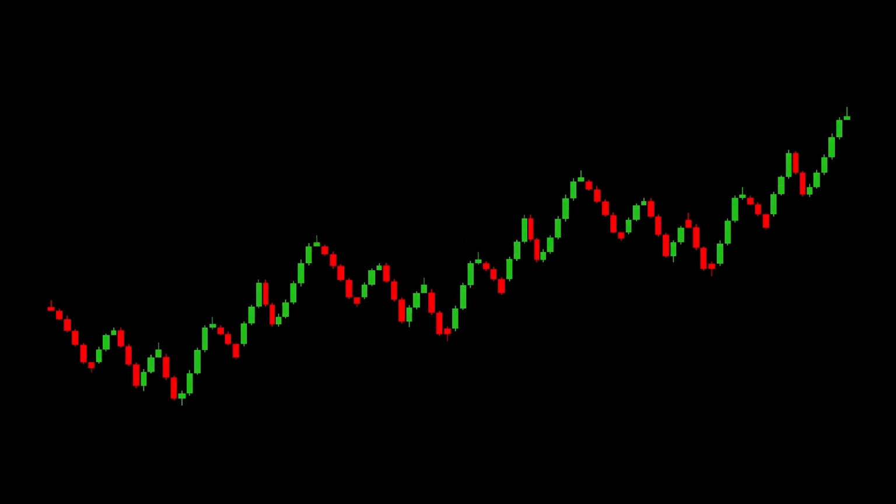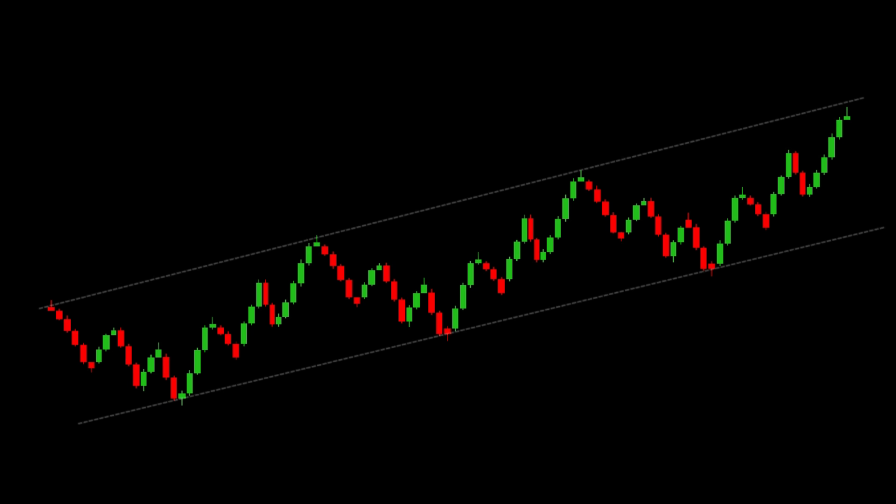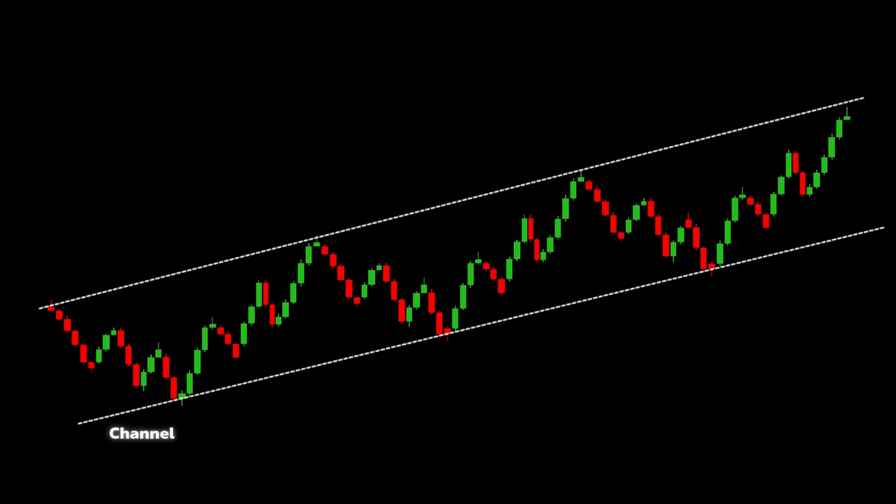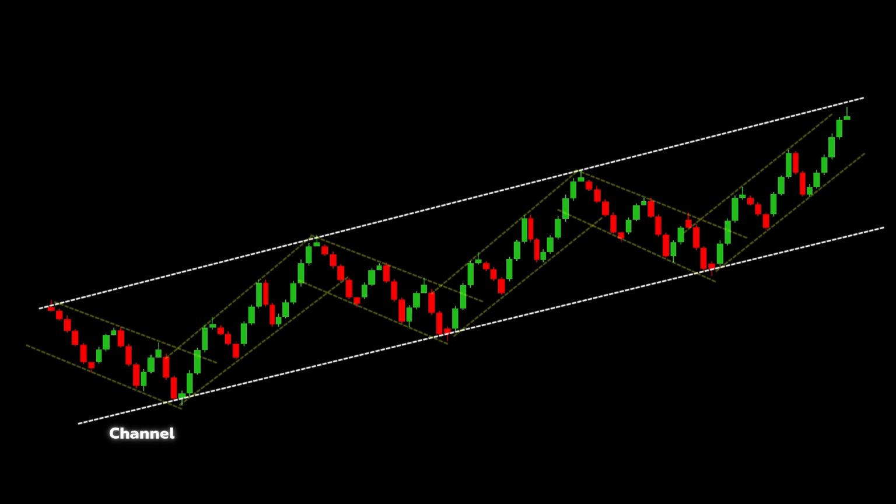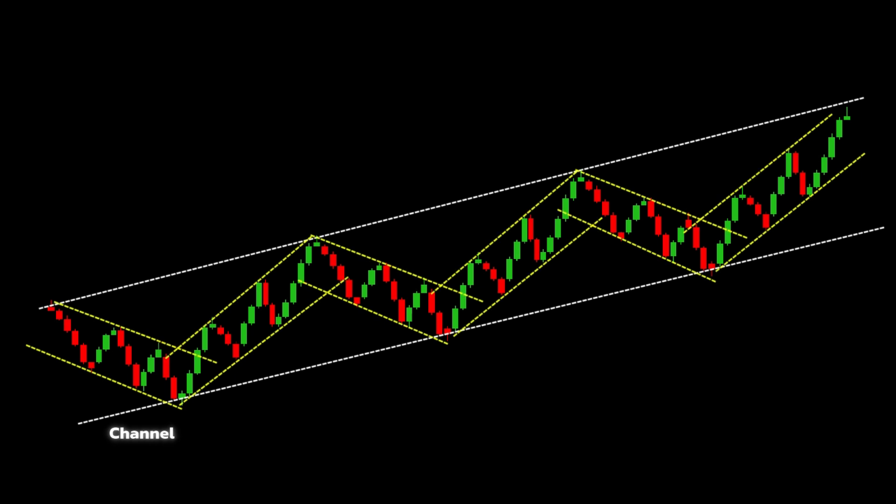Microchannels are smaller structures that form inside a larger channel, and they help us understand price behavior with more precision. That's why it's usually better to analyze microchannels on lower time frames compared to the main channel's time frame.